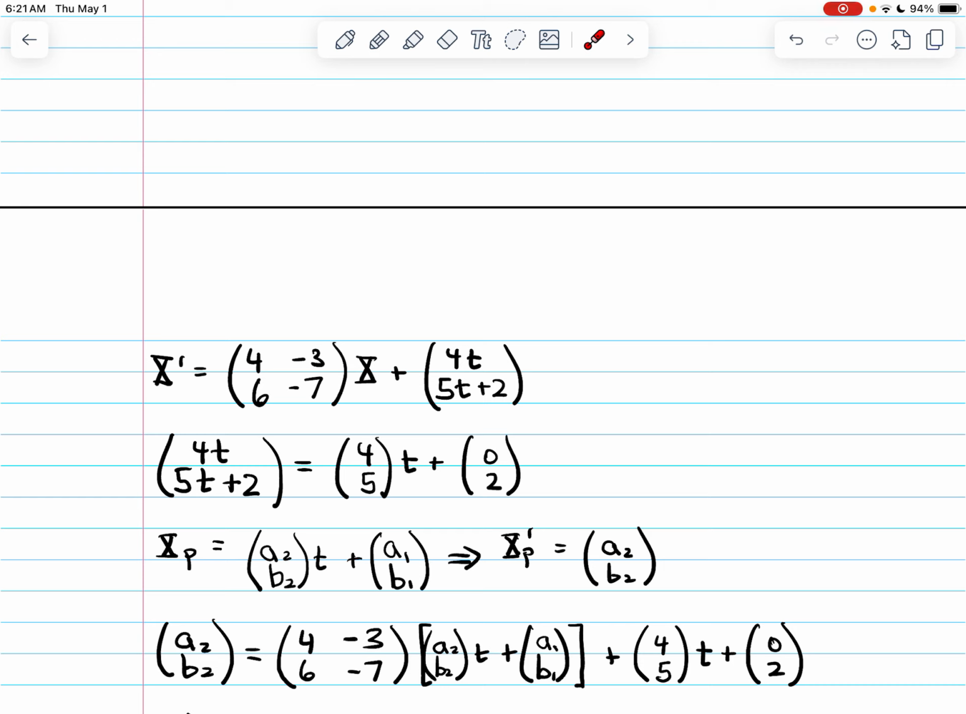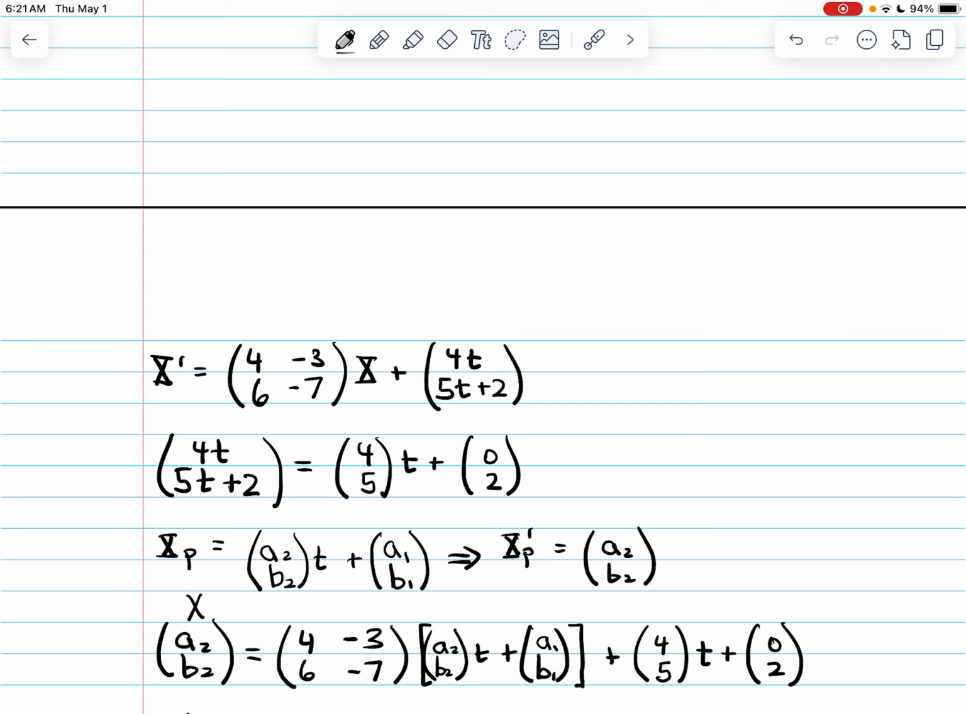So I'm going to speculate that my particular solution is a2 b2 times t, plus a1 b1. I'll just call it that. Now, the derivative of this, of course, is a2 over b2. And what we want to do is plug that back into the differential equation.